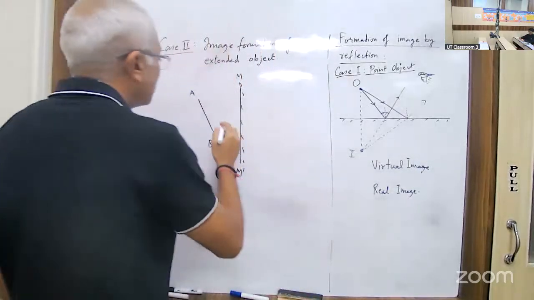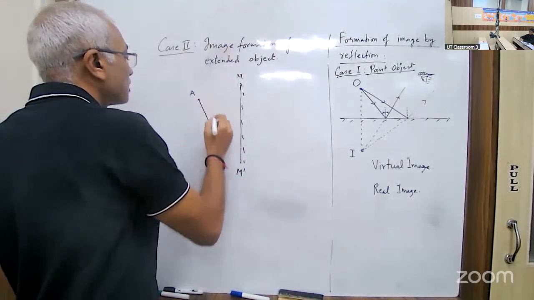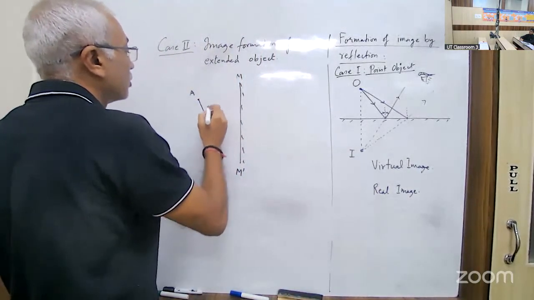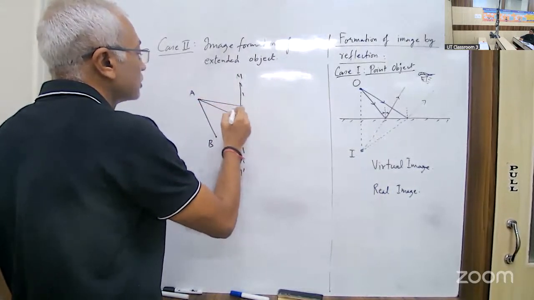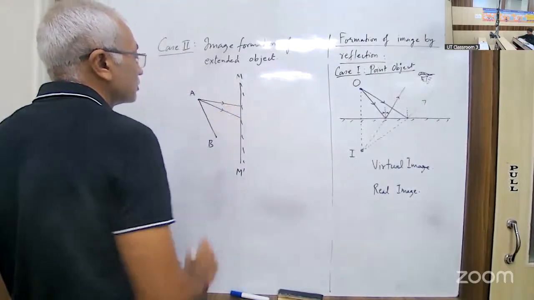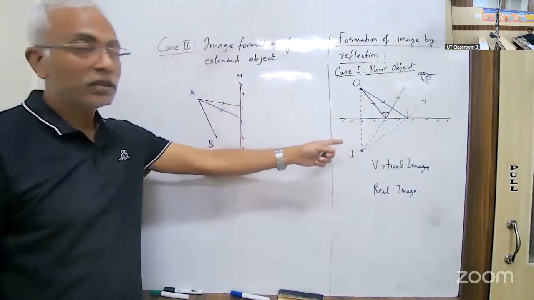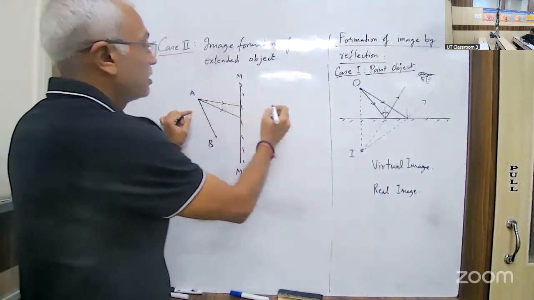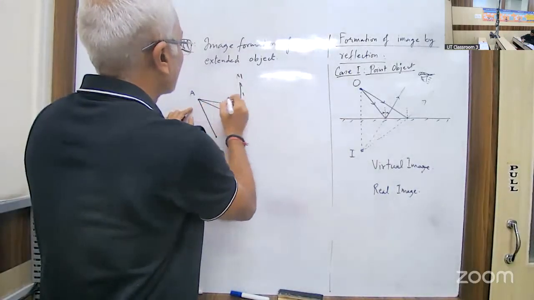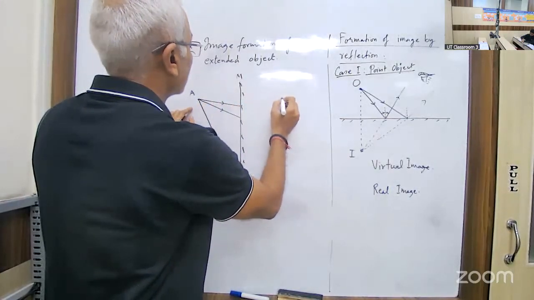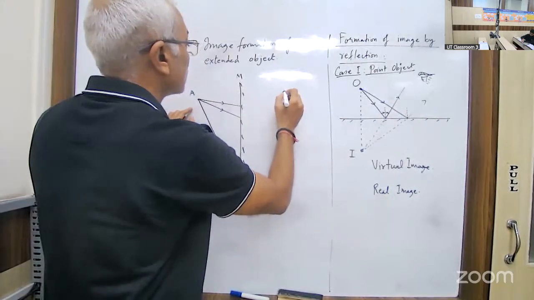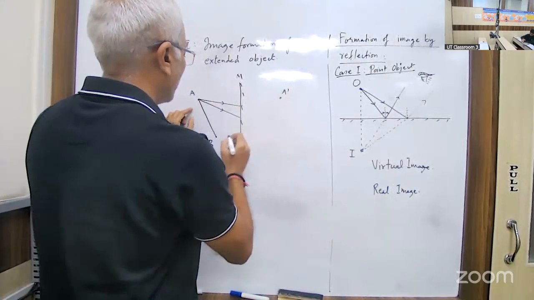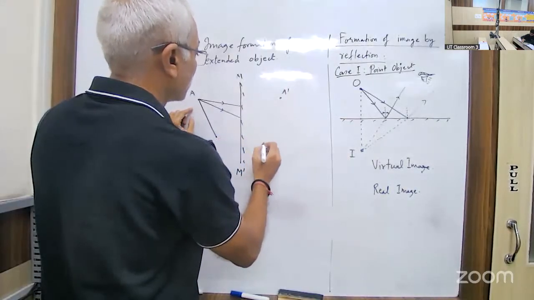So to draw the image, let's consider the end of the rod and take two rays from here. So using this analogy, the image of A shall be obtained somewhere here on the perpendicular at the same distance behind it. And this image should come here.